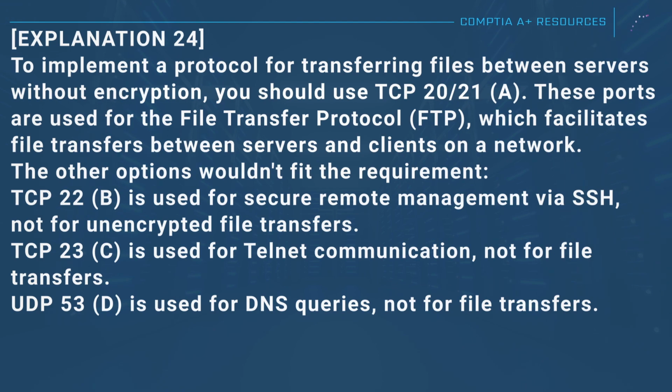TCP 22 (B) is used for secure remote management via SSH, not for unencrypted file transfers. TCP 23 (C) is used for Telnet communication, not for file transfers. UDP 53 (D) is used for DNS queries, not for file transfers.